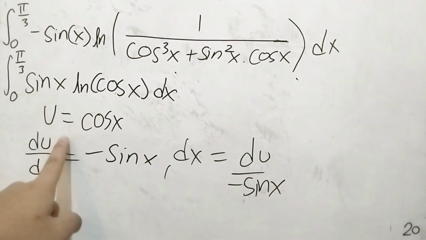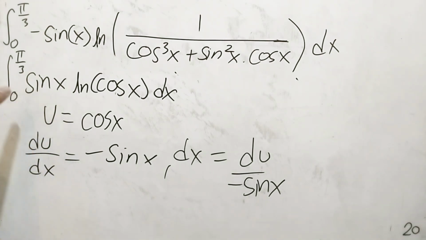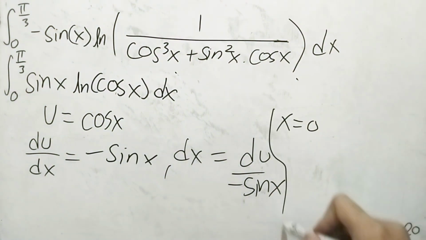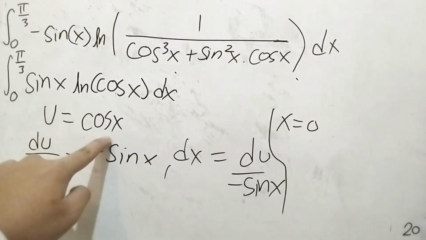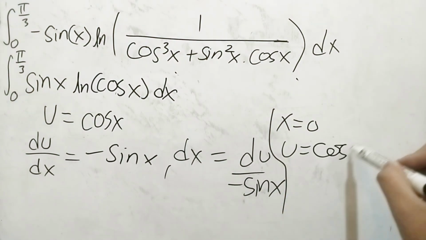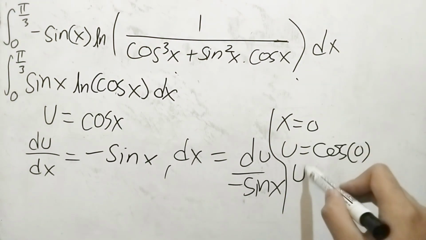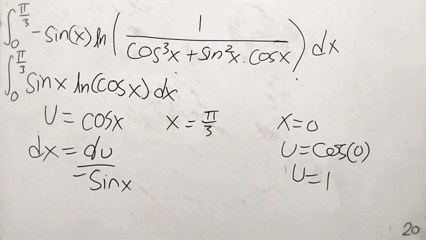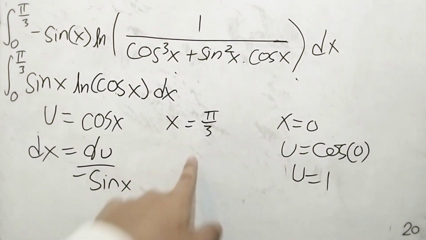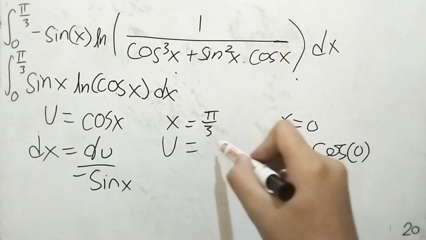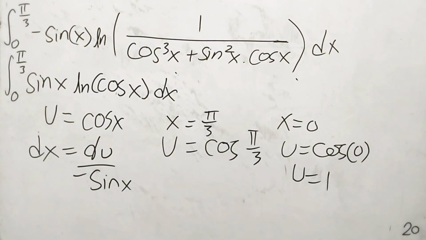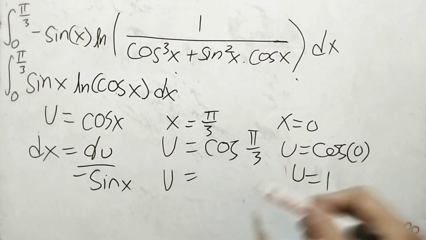And because we changed the variable into u, we also need to change the bounds, guys. So the first one, when x equals 0, what does u equal? Well, u equals cosine x, so u equals cosine of 0. What is cosine 0? That's just 1, so u becomes 1 here. Then for the next one, we have x equals pi over 3, so u equals cosine of pi over 3. What is cosine pi over 3? Well, that's just a half. So u equals a half, like so.